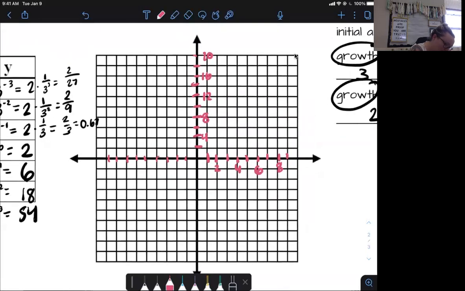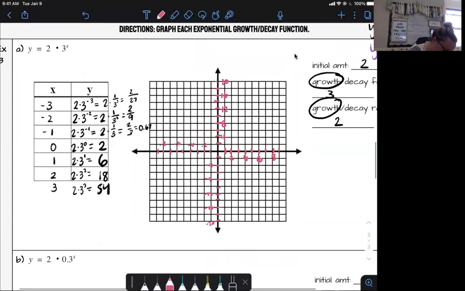Let's see, negative 2. And again, we'll just count by negative. Okay. There we go. So let's plot the first point.